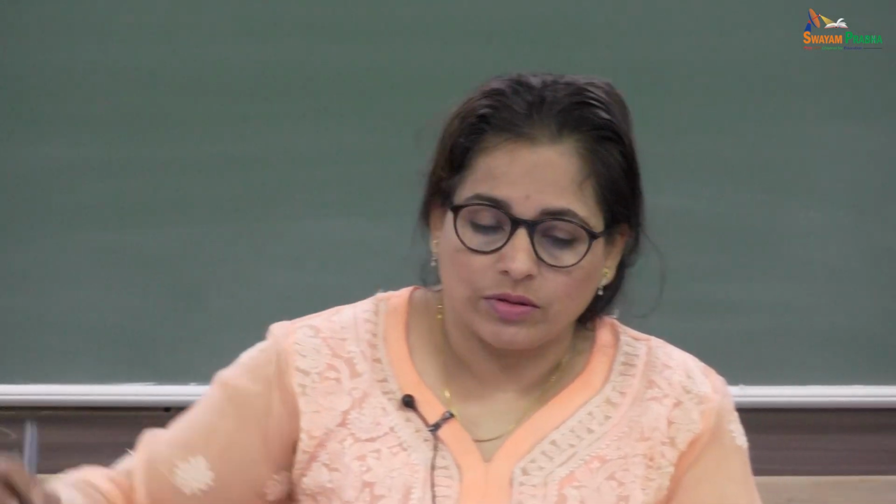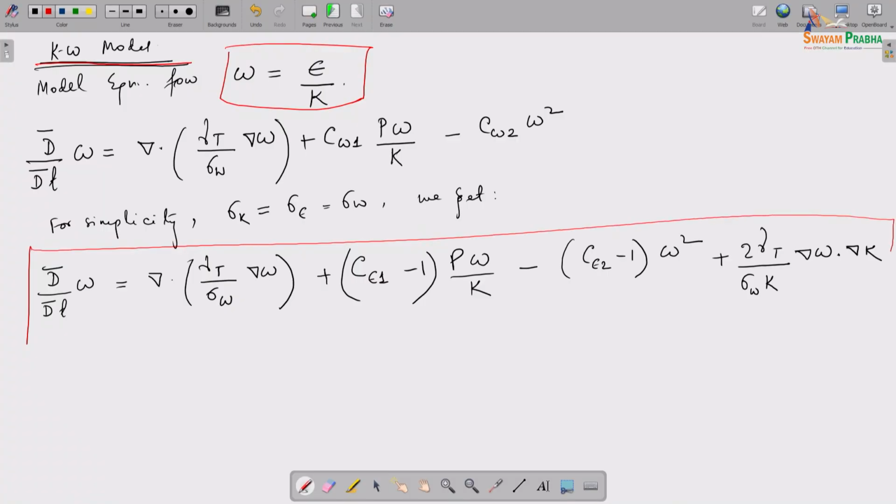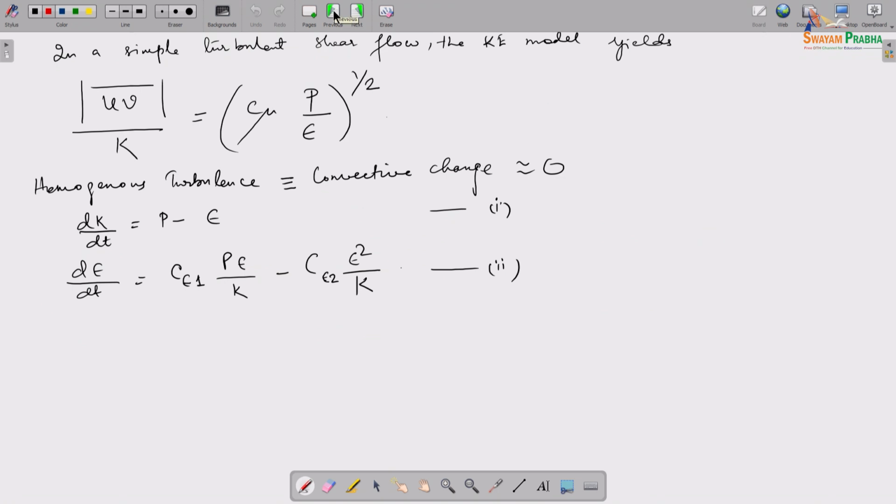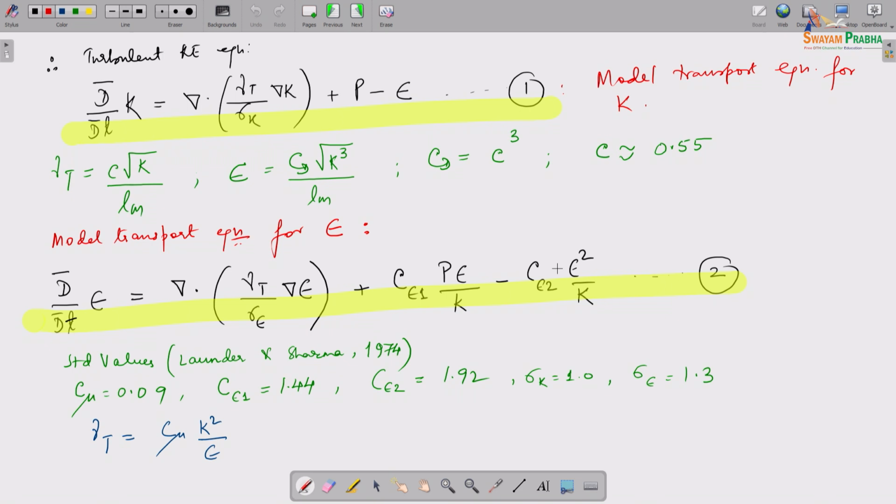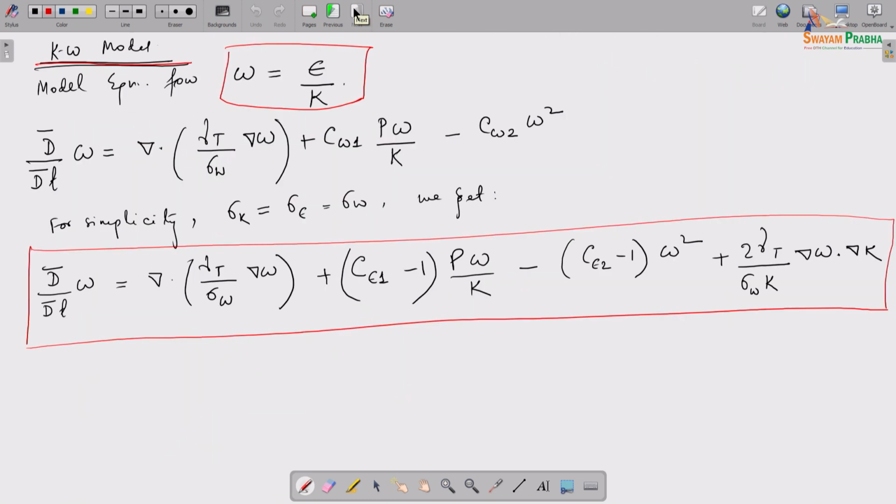So this is the second equation that we are going to solve in a K omega model. This is the model transport equation for epsilon, and this is the model transport equation for K. That changes, this one changes. So let's just say this one is the second equation.